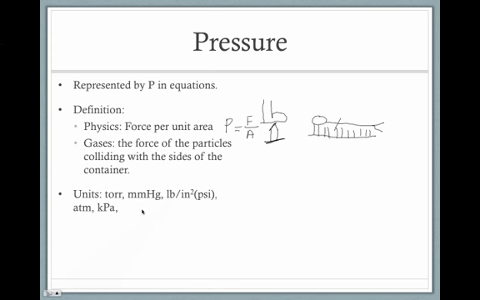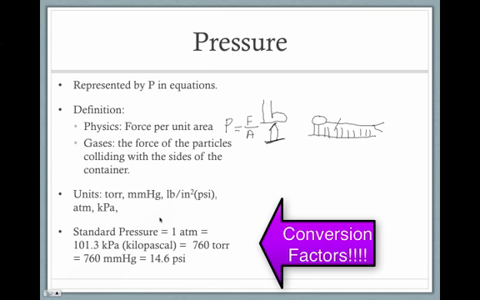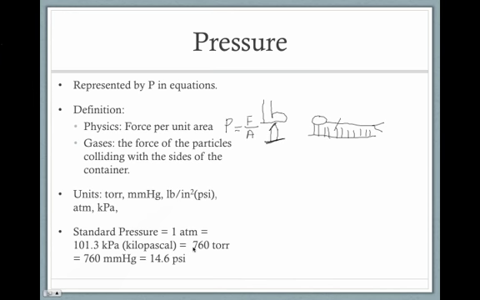And just like when we had standard temperature, we also have a standard pressure. So that's 1 ATM, which is equal to 101.3 kilopascals, which equals 760 torrs, which equals 760 millimeters mercury, which equals 14.6 pounds per square inch, or PSI. Notice that torrs and millimeters mercury have the same number. What that means is that torrs and millimeters mercury are essentially the same unit. They're just called different things for historical reasons.